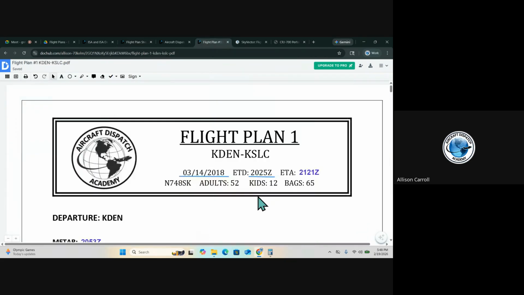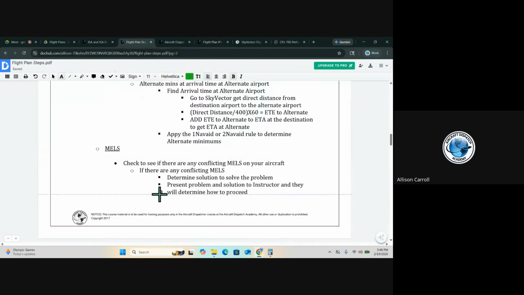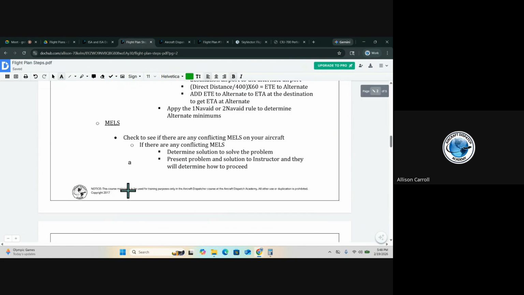Remember, the MELs would be at the very bottom of your flight plan packet, right after the winds aloft. We didn't have any MELs, and so we don't have any MEL restrictions for our flight. And that's the main thing that we have to look at with these MELs. If we only have one MEL, then we look at those restrictions and say, okay, does it affect my flight at all? Does it affect my flight level, right?